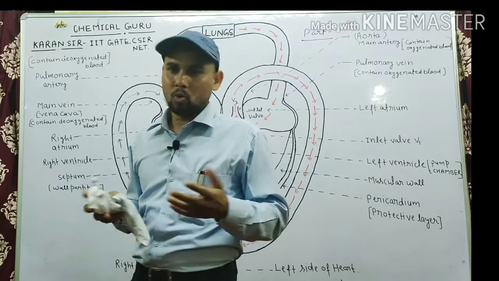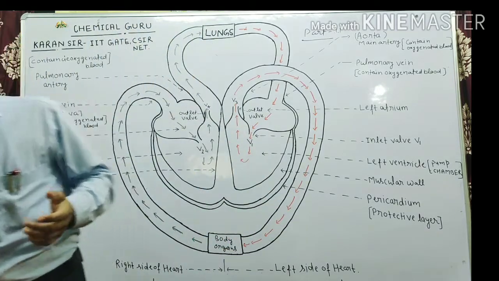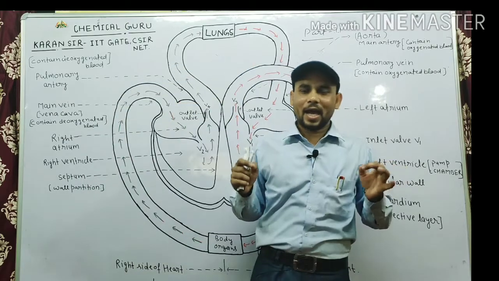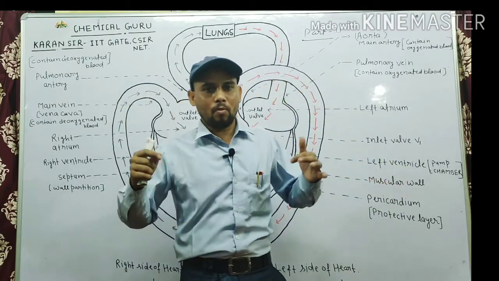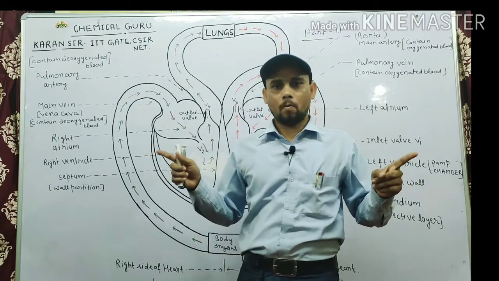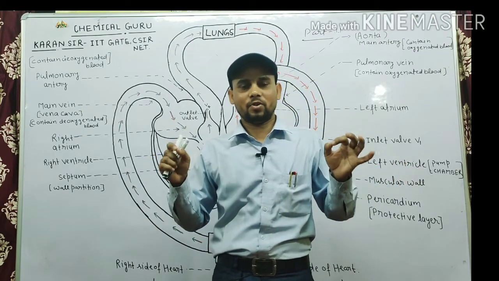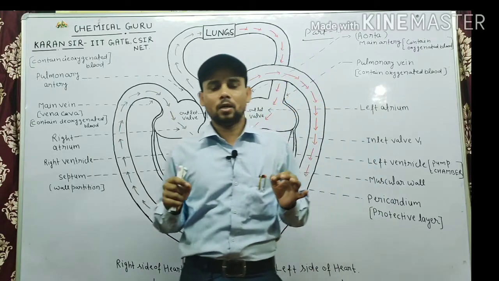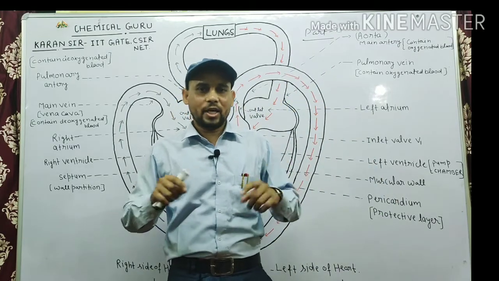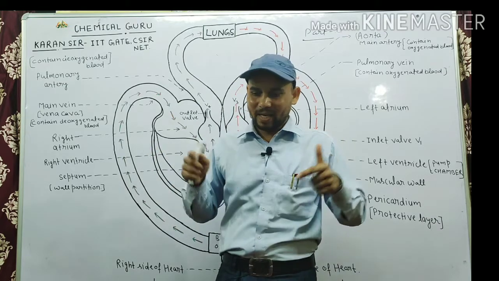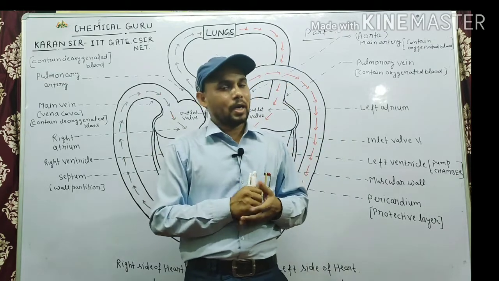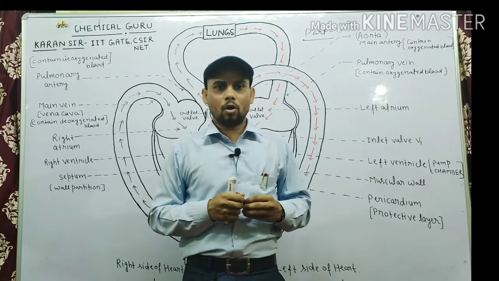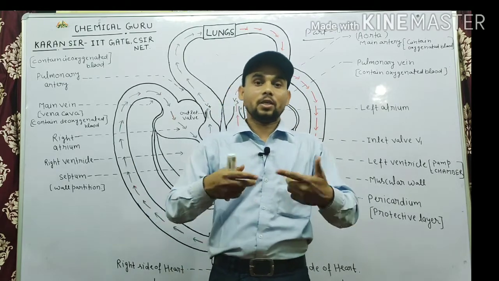So if you want to write, you can also write it. The functions of blood, point number 1: blood carries oxygen from lungs to all parts of the body. This is the main or first function of the blood. And the second function is that blood carries carbon dioxide from all body organs to the lungs.